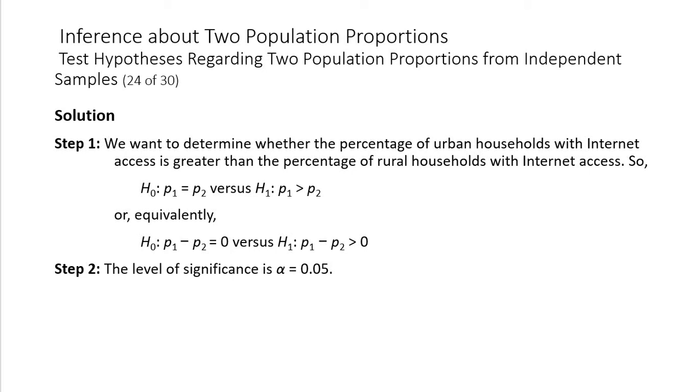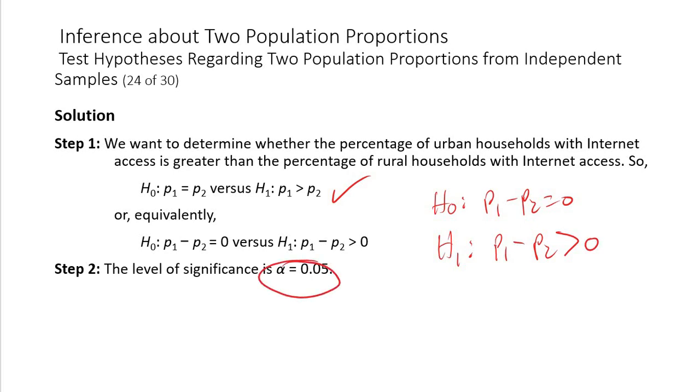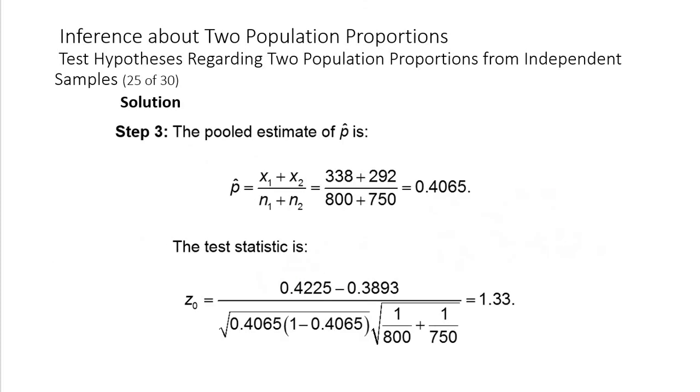We want to determine whether the percentage of urban households with internet access is greater than the percentage of rural households with internet access. So here are our hypotheses. We've written them again, which is equivalent to saying the null hypothesis is p1 minus p2 is equal to 0, and similarly H1 is p1 minus p2 is greater than 0. We know that the significance level alpha is 5%, so we're going to proceed.